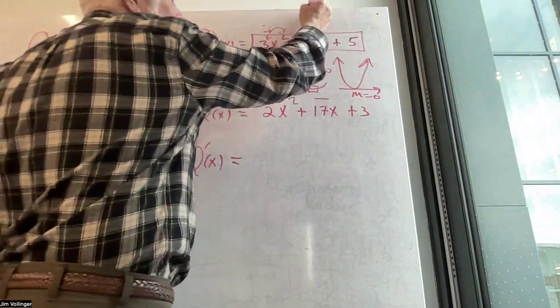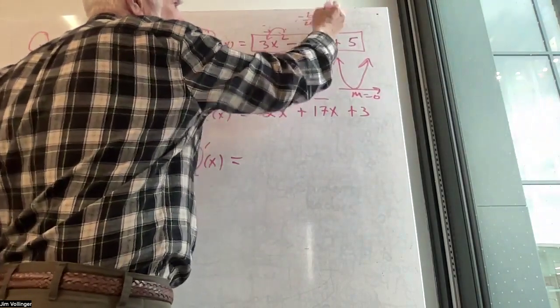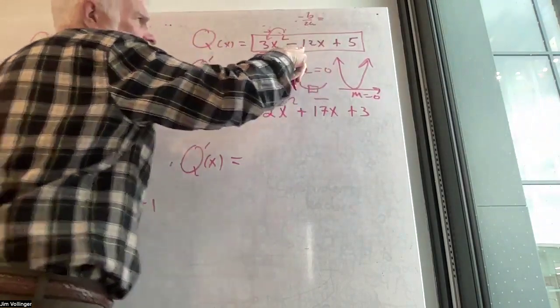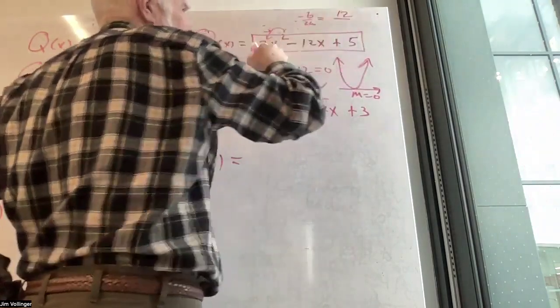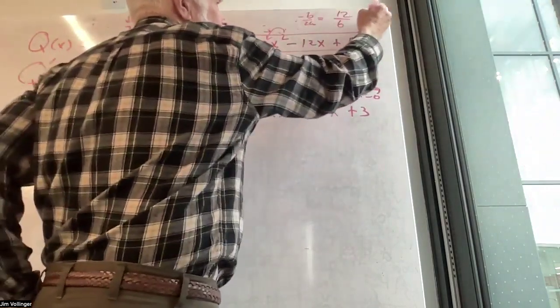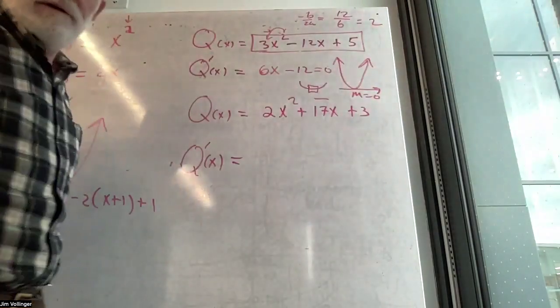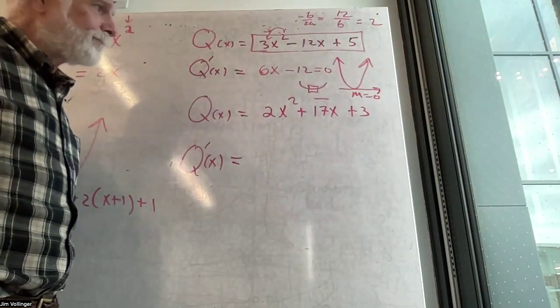Well, come up here now and do minus b over 2a, because that's what we've been doing so far. Minus b, 12, divided by 2 times 3, 6. Oh my goodness, what a coincidence. It's also 2.